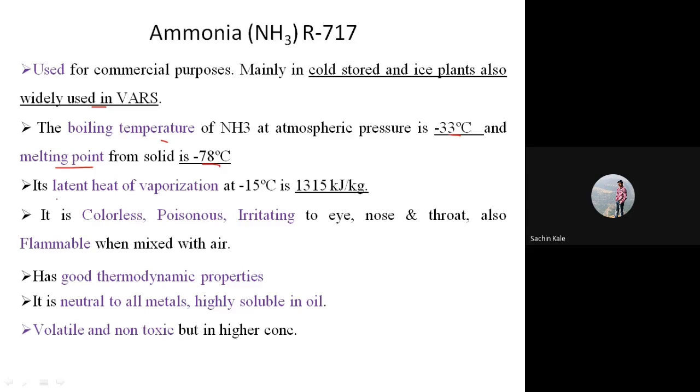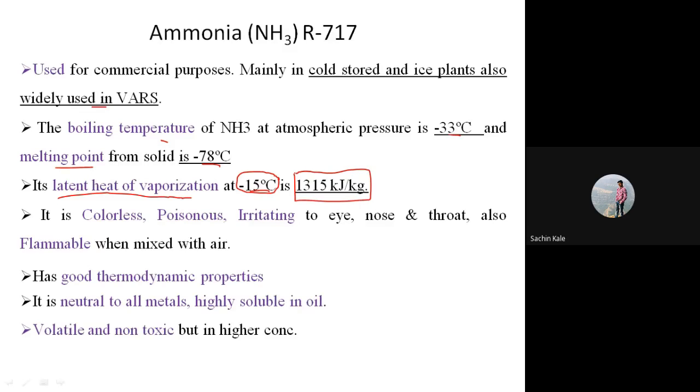As I have already told you, ammonia will have the highest latent heat of vaporization. In the evaporator, we normally operate in the temperature range of minus 10 to minus 30 degrees centigrade. So ammonia will have a latent heat of vaporization at minus 15 degrees centigrade of 1315 kilojoule per kg.